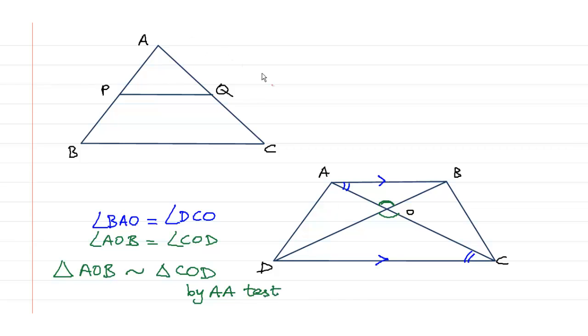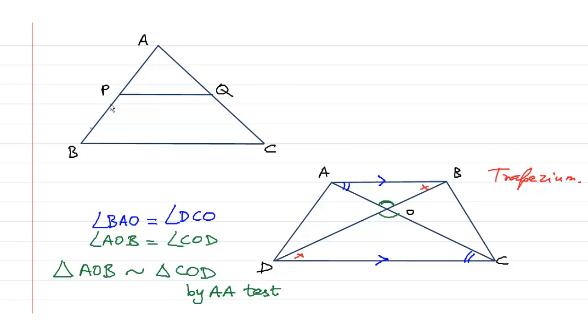Of course, we could have said that this angle B and this angle D are also equal, they are also alternate angles, they also form a Z shape. Then in that case, we would have written an extra step: angle ABO is equal to angle CDO, and therefore triangle AOB is similar to triangle COD by angle test. So remember, the AA test is used in trapeziums. This is a very important thing that you need to remember.